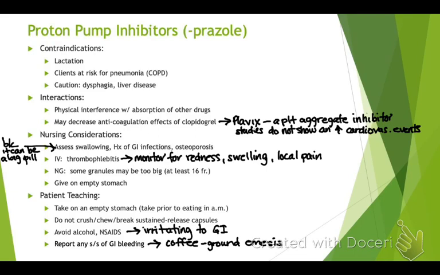Nursing considerations that we want to look at: assess your swallowing, because it can be a pretty large pill. So you want to make sure that patients can swallow them. You want to make sure you know your patient's history of GI infections or osteoporosis. If you're giving these meds IV, you want to make sure your patient doesn't have thrombophlebitis already, and you want to monitor the IV sites for redness, swelling, and local pain.